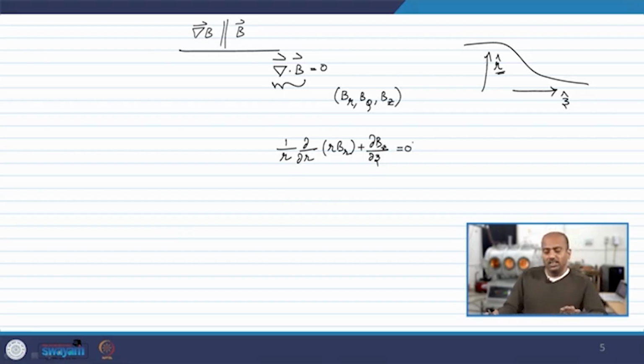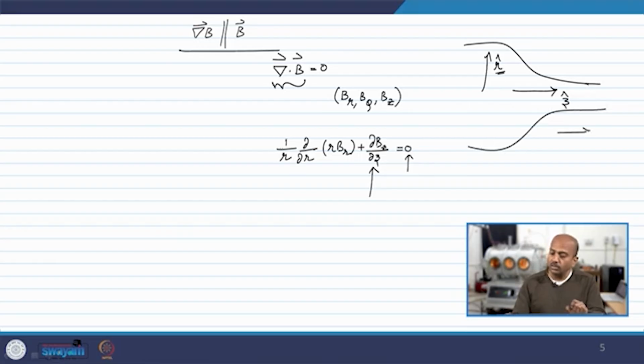Now, just look at this equation carefully. If this equation has to be true, there is no doubt that del dot B has to be 0, because by the fundamental nature of the magnetic field, it has to be satisfied. So, why is the magnetic field changing with respect to z? Because you have considered a configuration like this, in which the magnetic field is converging into a smaller space as it travels towards the z axis.